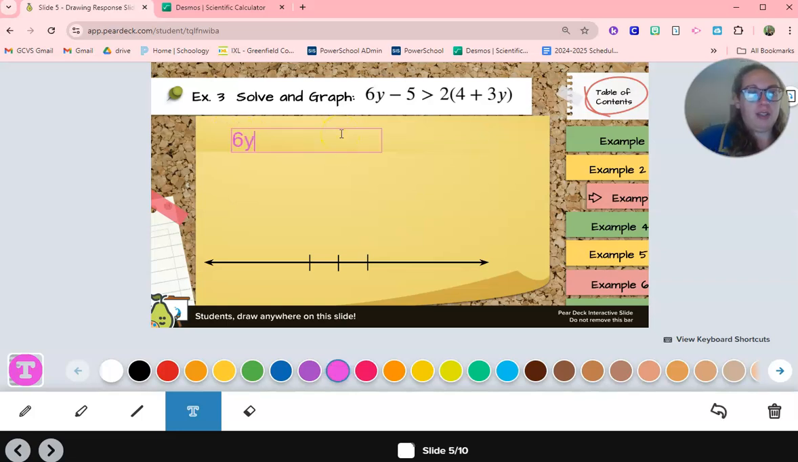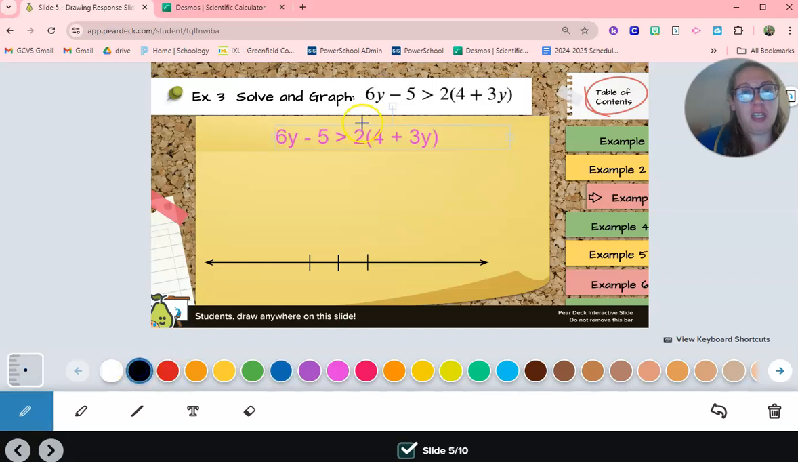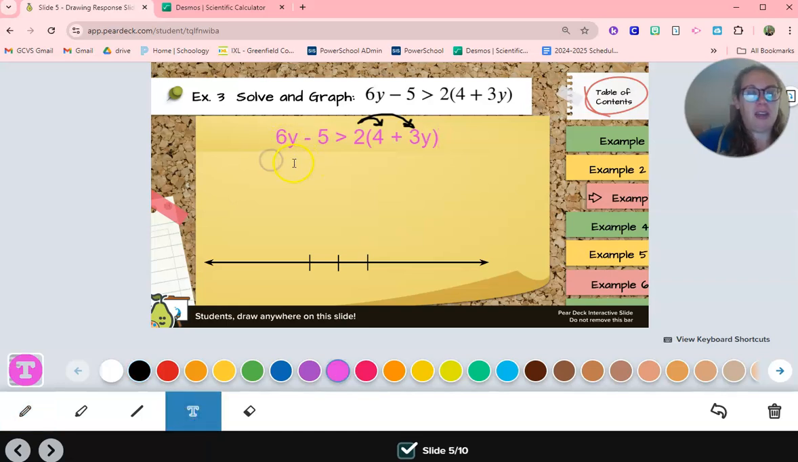Example 3. 6y minus 5 is greater than 2 times the quantity of 4 plus 3y. Great. I'm going to first, just like we did last time, distribute that 2. And when we do that, we have 6y minus 5. That stays the same on the left. 2 times 4 is 8, plus 2 times 3y is a 6y. So now we have distributed that 2 just by doubling the quantities in the parentheses.